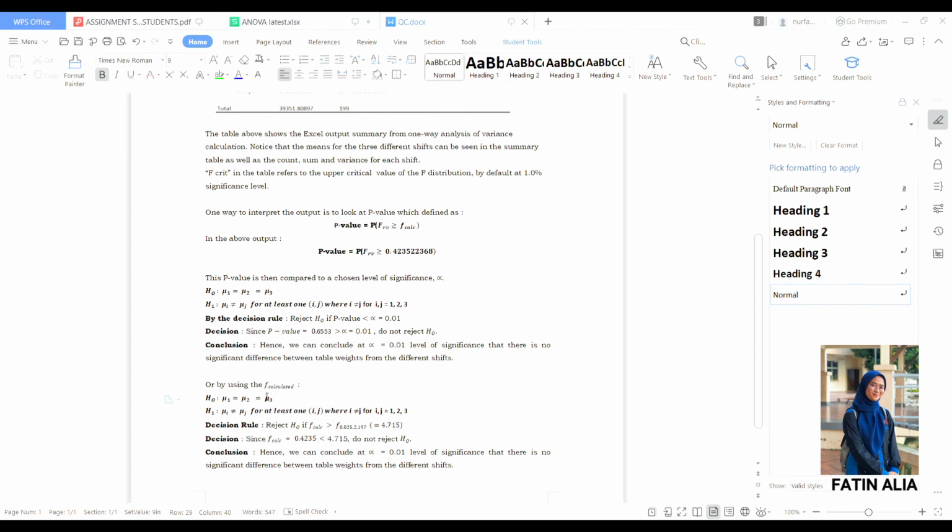Or by using the F calculated, we set the hypothesis statement like this, same as above, and the decision rule is different, which is reject H naught if F calculated is greater than the F crit, which is 4.715. So from the result, since the F calculated 0.4235 is less than 4.715, we cannot reject H naught. And the conclusion is the same, hence we can conclude at alpha 0.01 level of significance that there is no significant difference between tablet weights from the different shifts.